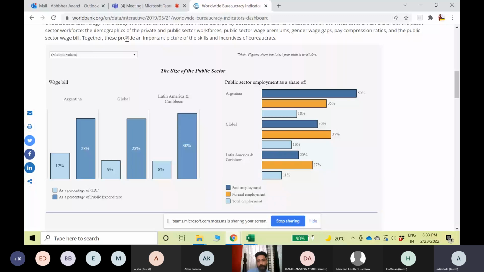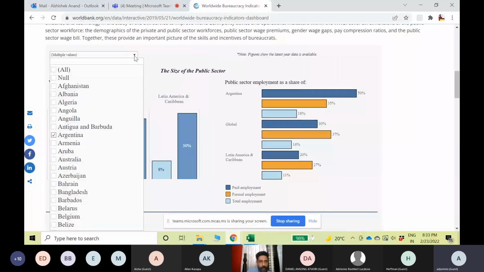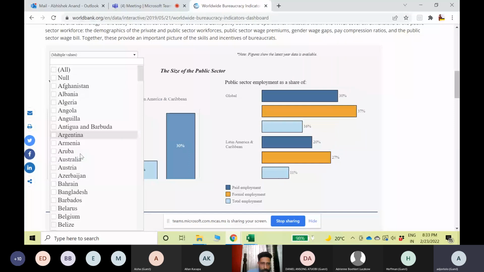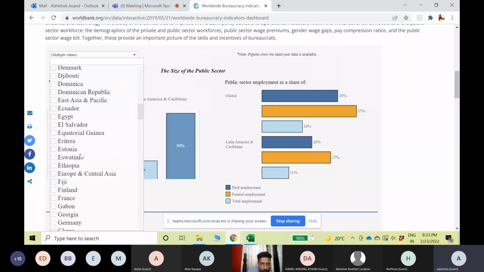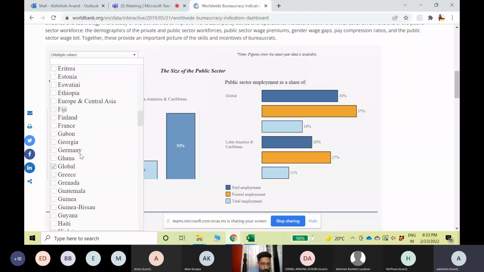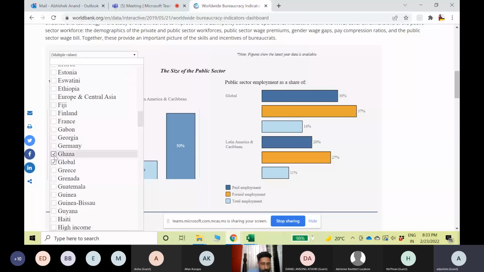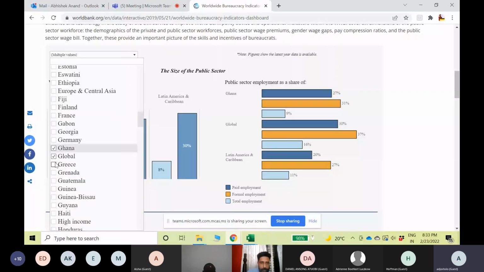So here, this tab that you see, which has written multiple values, if you just click on it, it will open up, and then you see Argentina is ticked here. If you all can untick it, then Argentina will no more be there in the chart that we see. And it will take some time to refresh, so just give it some time, but it will work. Great. Now this is done. Then we go down because we want to choose Ghana. So we'll just keep moving down. We click on Ghana. And again, it will take some time to refresh. And then you would see that Ghana would appear there.